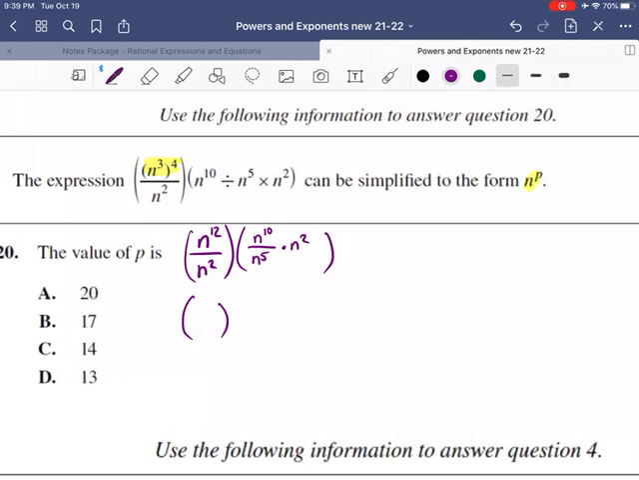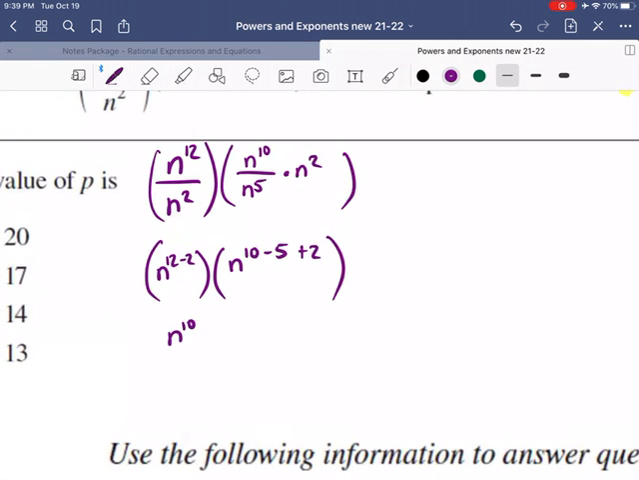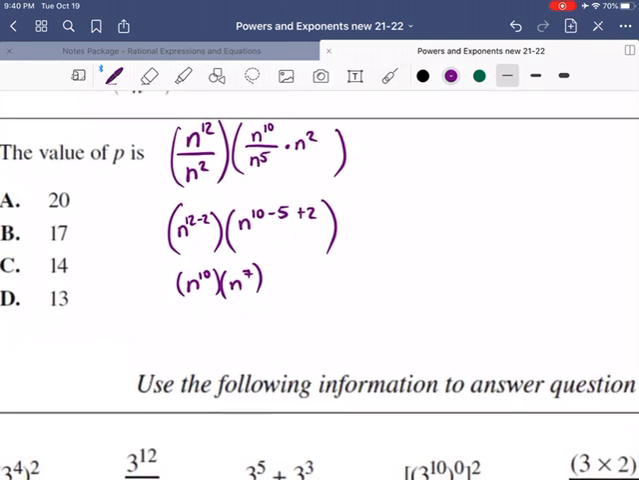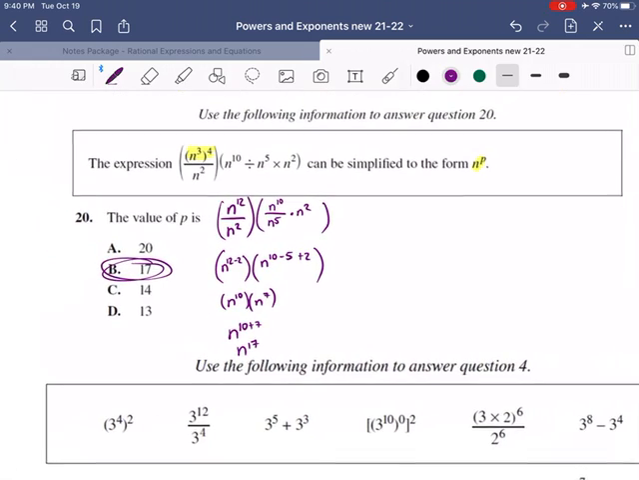So the first set of brackets is going to be n, and then subtract the exponents because of the quotient law. And then n^10 minus 5 because of the quotient law, but then adding 2 because of the product law. Okay, so we have n^10 multiplied by n, 10 minus 5 is 5, plus 2 is 7, and then n^10 multiplied by n^7, that's the product law, so you add those 2 exponents, so we're left with n^17. So the value of the exponent is 17.